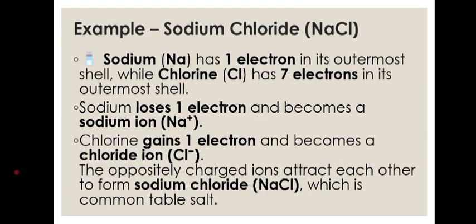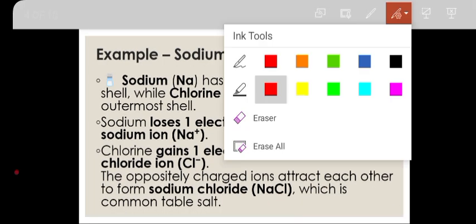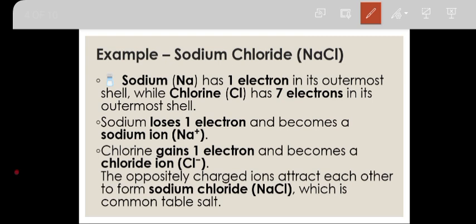let's understand ionic bond with the help of the sodium chloride example. Sodium chloride is represented by the chemical formula NaCl. It is made up of two atoms, Na and Cl. Na is sodium and Cl is chlorine. Sodium, Na, has one electron in the outermost shell, also referred to as the valence shell, while on the other side chlorine, Cl, has 7 electrons in the outermost shell.